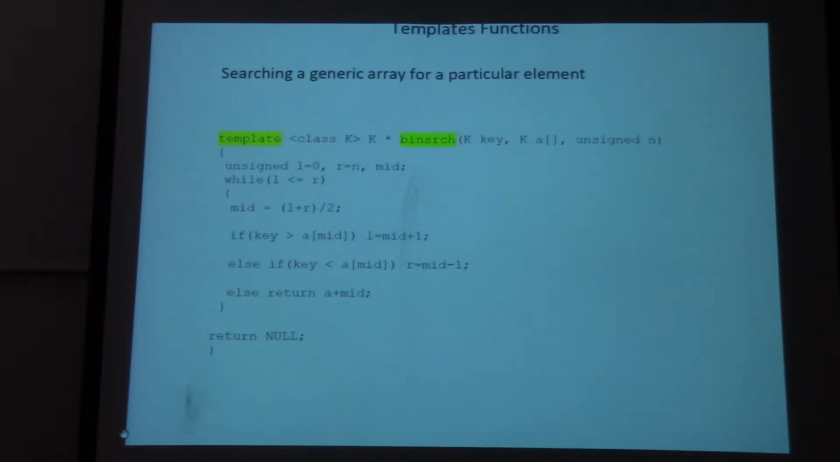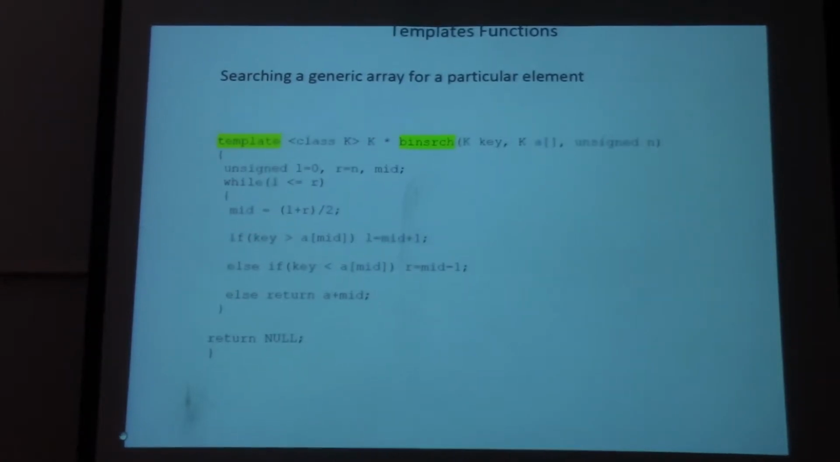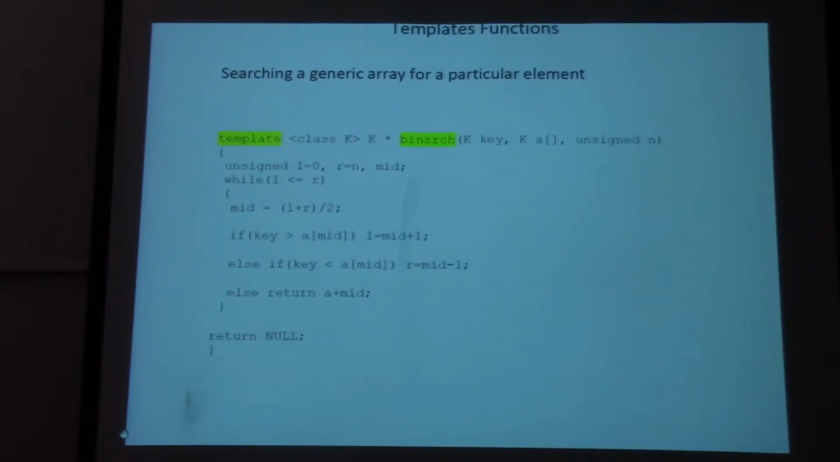So here's an example of a template. This is called binary search. In binary search, we're going to look for a key in an array of elements. What type? Some type, and the key is that type. And how big is this array? It's n. So what I'm going to do is I say template class K. Why K? Because it's a good letter. I can say class T, then every K is a T. But whatever you want, any identifier is fine.